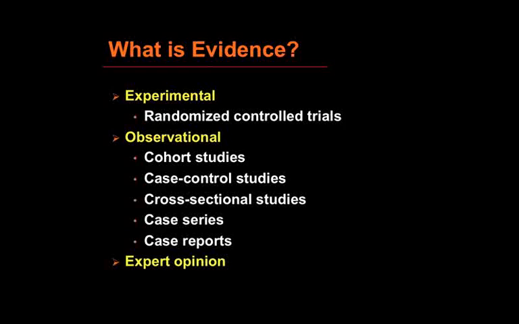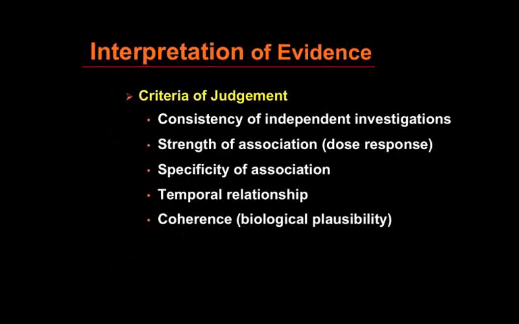There was a variety of different forms of evidence that was used in the composition of this lecture. There was experimental evidence, randomized control trials, observational evidence, cohort studies, case control studies, cross-sectional studies, case series, and case reports, as well as expert opinion. In order to interpret the evidence, critical judgment was used. This consisted of consistency of independent investigations, looking at the strength of association, i.e. the dose response, looking at the specificity of association, looking at the temporal relationship, as well as the biological coherence.